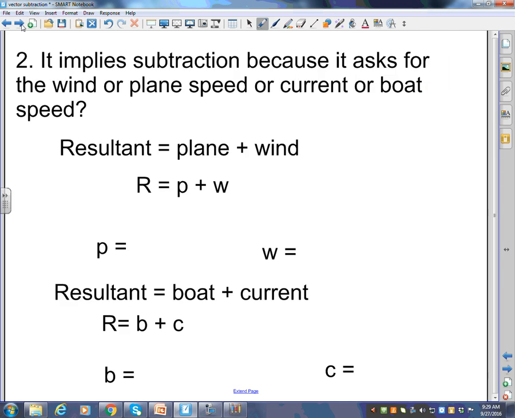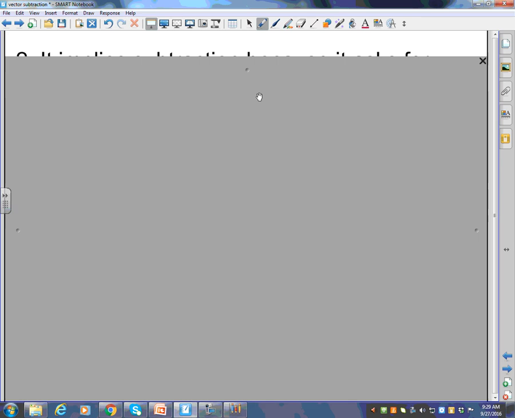Okay. Here's the hard one. It implies subtraction because it asks for the wind or plane speed or current or boat speed. So I'm going to explain this. You maybe have to write some of this down.